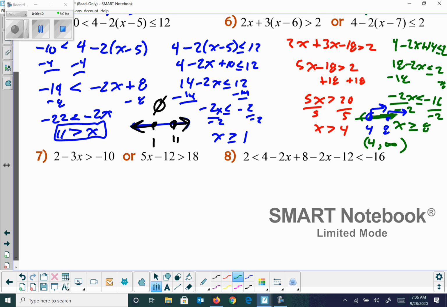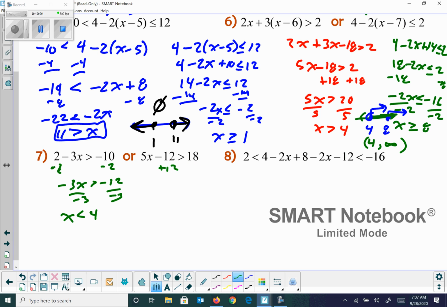Number 7, let's go ahead and work this out. It's an OR problem, so we have the overlap. So subtract 2, subtract 2. So negative 3x is greater than negative 12. Divide each side by negative 3. Sign's going to flip. And on this one, remember it's an OR problem, so we only need a portion of it to be true.